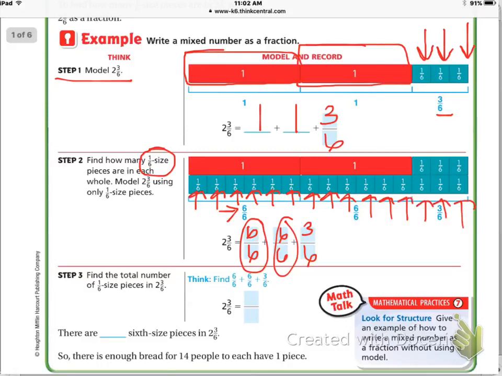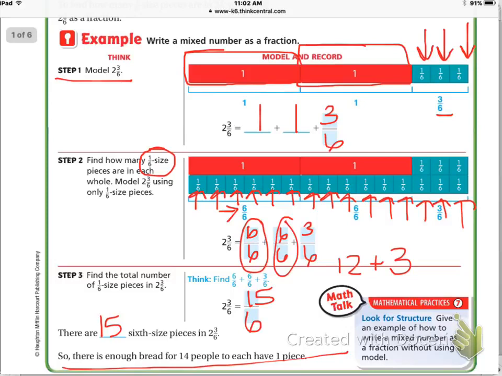My third step is to add my numerators, but I keep my denominators the same because I haven't changed the size of my pieces. I still have 6 size pieces, but now I could do one of two things: count all my unit fractions, or I can add 6 plus 6, which is 12, and then add my 3 parts left over, so 12 plus 3 is 15. Mr. Fox has 15 6 size pieces in 2 3/6 loaves of cornbread. So he does. He's got enough bread to feed his 14 guests.